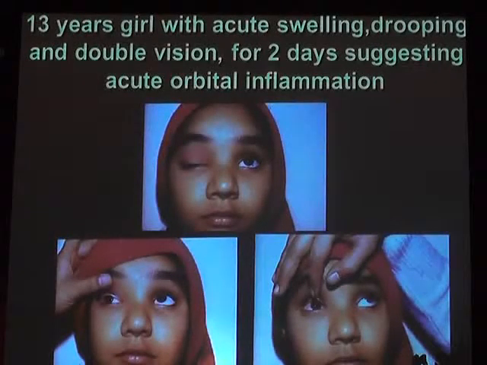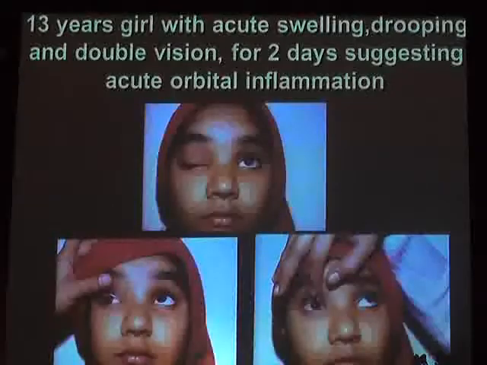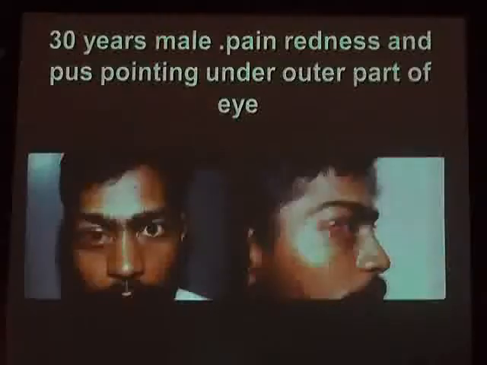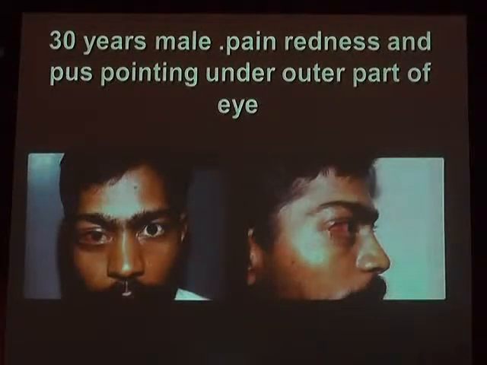This girl presented like an orbital cellulitis. She presented with acute swelling, drooping, double vision, suggestive of an acute orbital inflammation. This male presented with an abscess appearing under the temporal conjunctiva and pointing as an external pus point.